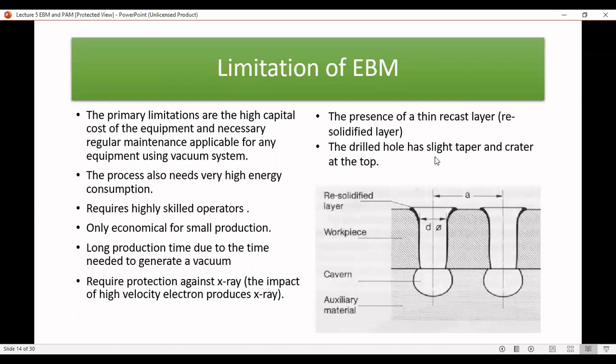And the drilled hole has a slight taper and a crater on the top. So because of that, you have a taper, and basically you have a recast layer and taper on the top. If you look at this, this is the auxiliary material. The electrons melt and vaporize these particular materials. These materials will induce a high pressure and push the vaporized and molten metals out from this particular drill hole. But some of it will land on the entrance, and you'll have a re-solidified recast layer here. Any questions?